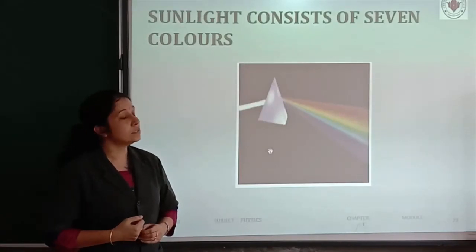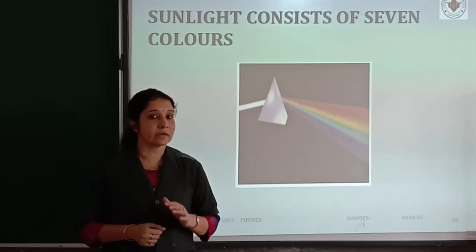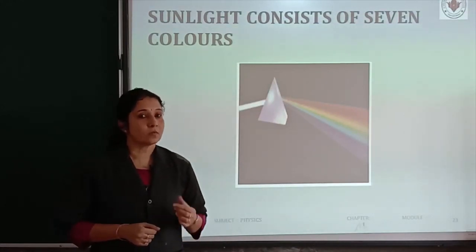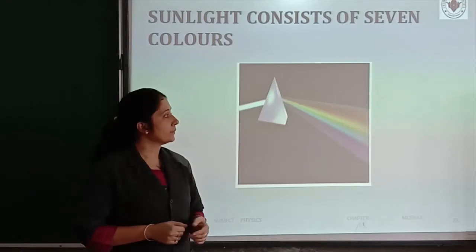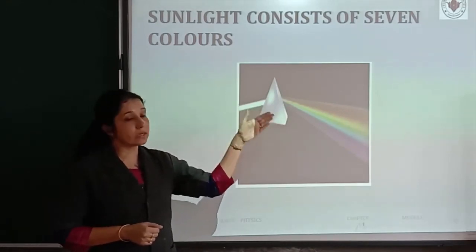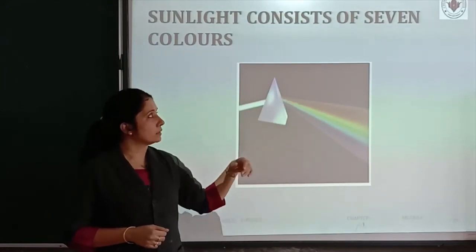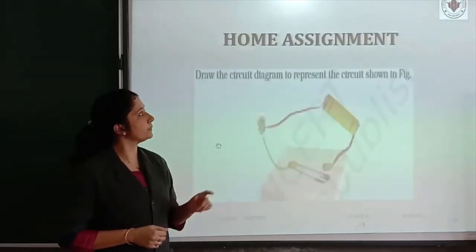And then you have learned that white light or sunlight consists of 7 different colors. Remember the word VIBGYOR: violet, indigo, blue, green, yellow, orange, red. When white light is passed through a prism, you are able to split the white light into different colors, and this process is also discussed in that chapter.